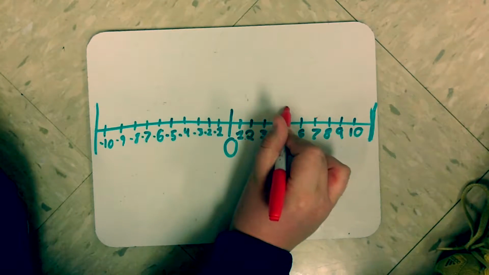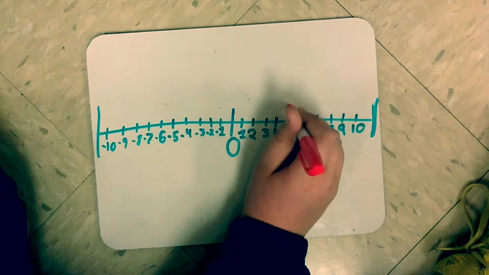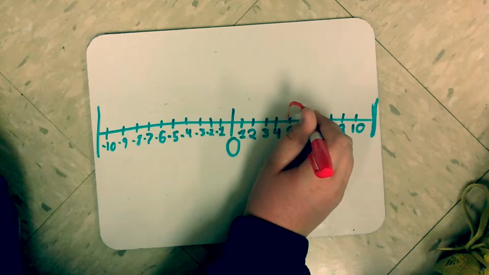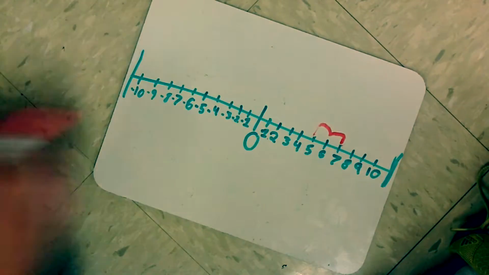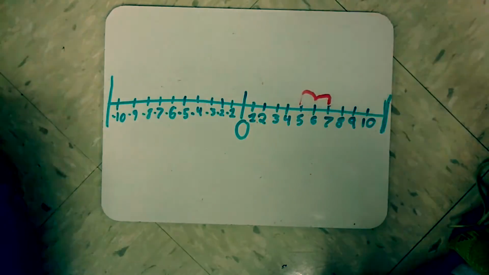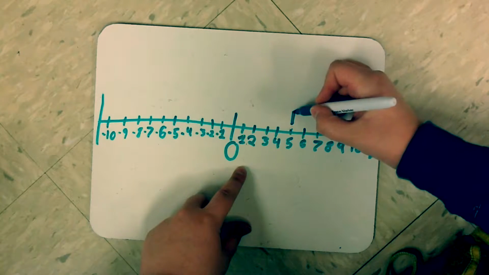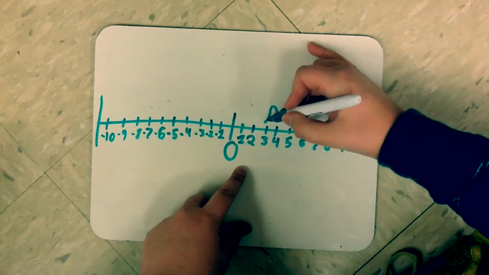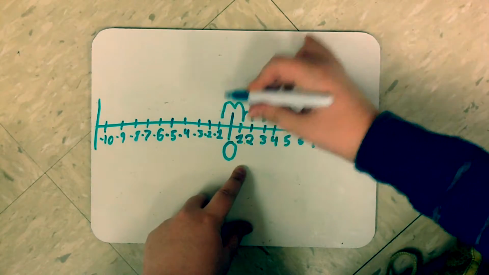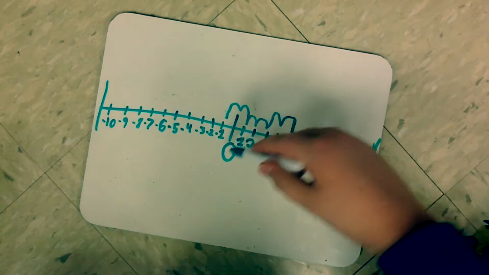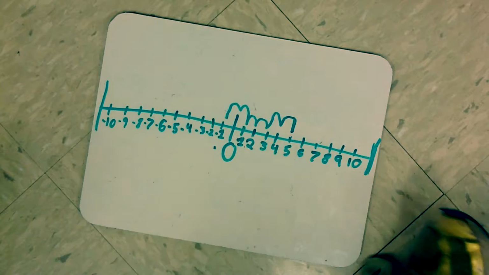First, you're going to find the first number, which is 5. Then you're going to move over 2 spots, 1, 2. Then your answer is positive 7. So let's start from 5. 1, 2, 3, 4, 5, 6. What does that give us? Negative 1. And that is how you do a positive negative.